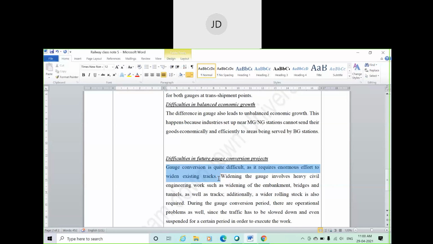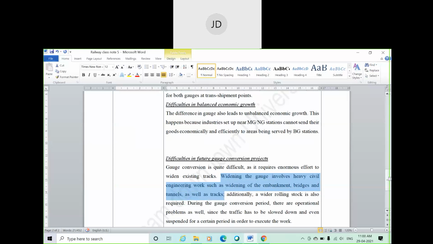That means gauge conversion is quite difficult, as it requires enormous effort to widen the existing track. Widening the gauge involves heavy civil engineering work such as widening of the embankment, widening of the bridge and tunnel, as well as the tracks. Additionally, a wider rolling stock.